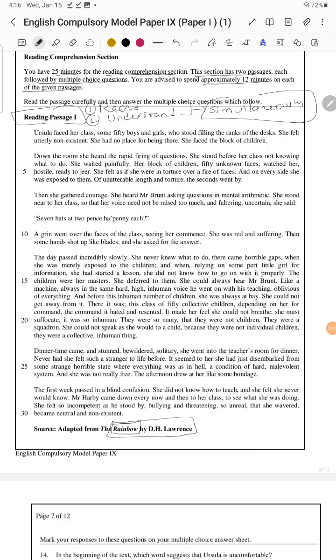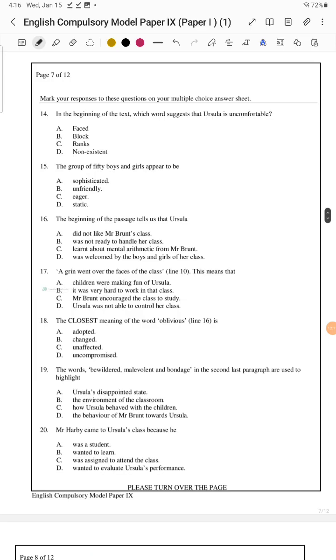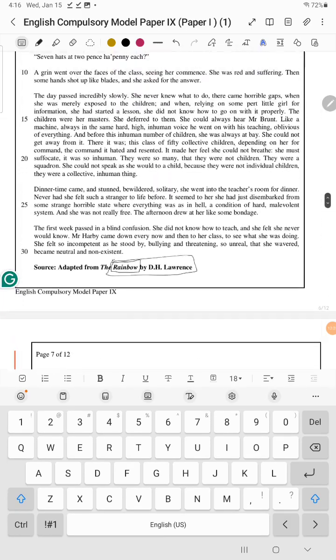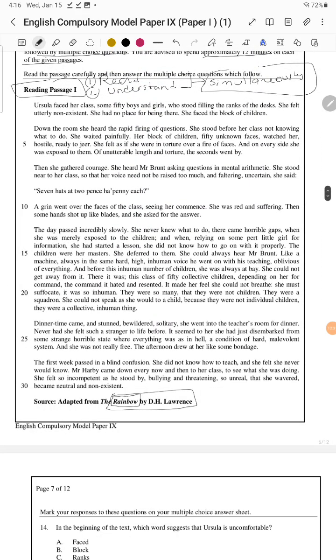What mistakes do students make? This is a very important point. Students first read the questions and then move on to the passage. My student, how will you be able to solve the question if you don't have an idea of the passage? First of all, you have to read and understand the passage, then you go towards the questions. In reading passage number one, we have seven passages.